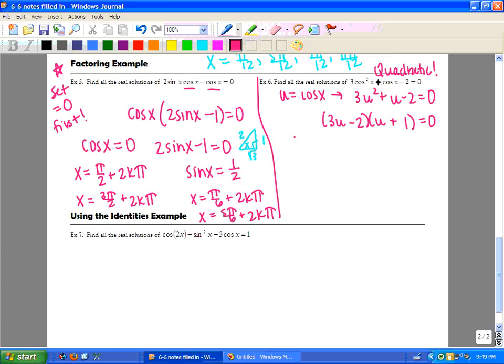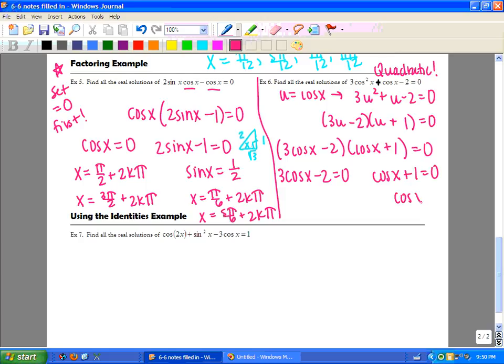In that u substitution method, we'll then put the u back in, so we'll put the cosine x back in there. And then again, we're back at that basic solving. So we'll set 3 cosine x minus 2 equals 0, and cosine x plus 1 equals 0. So cosine x equals negative 1. That's at pi, or 180 degrees. And again, it's all the solutions, so we're adding the k pi to it. Actually, we need a 2k pi on this one, since it's cosine.